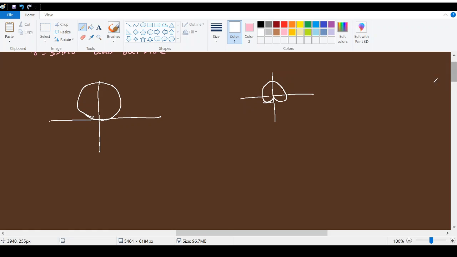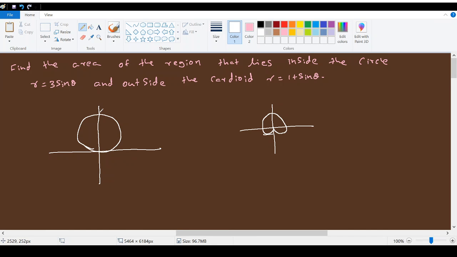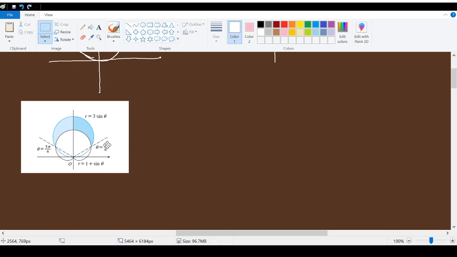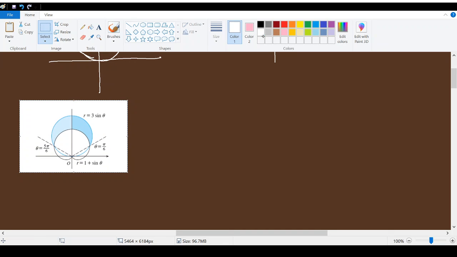Now for this one, this circle will have a radius of 1.5, right? So this cardioid will be inside the circle. So putting both the diagrams together, you will get something like this. So you are supposed to find the area on this region, right? On this region, this blue colored region.